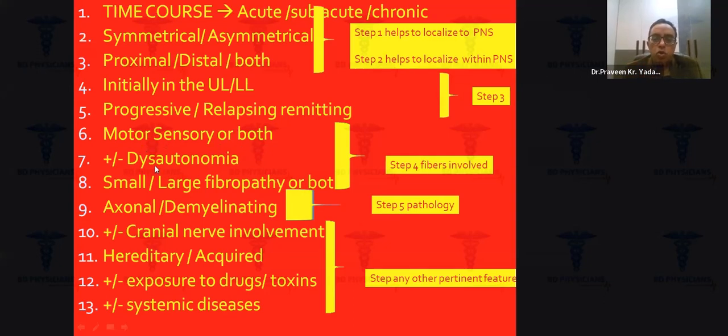Now, what about the autonomic involvement? Now, autonomic history is a very important part of a neuropathic disorder.